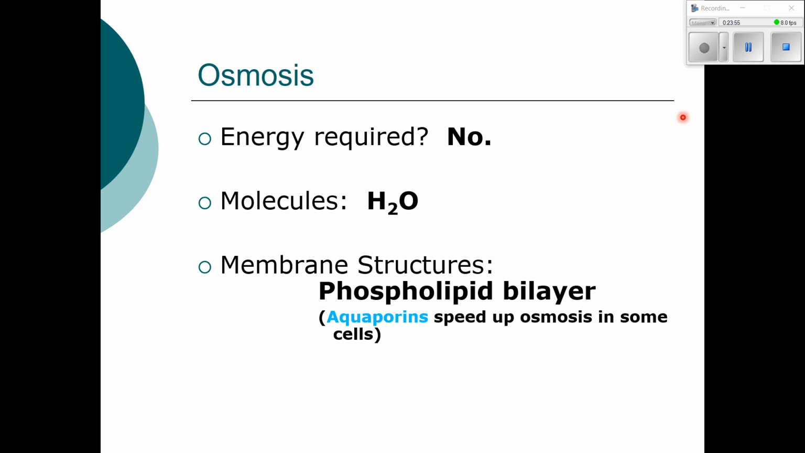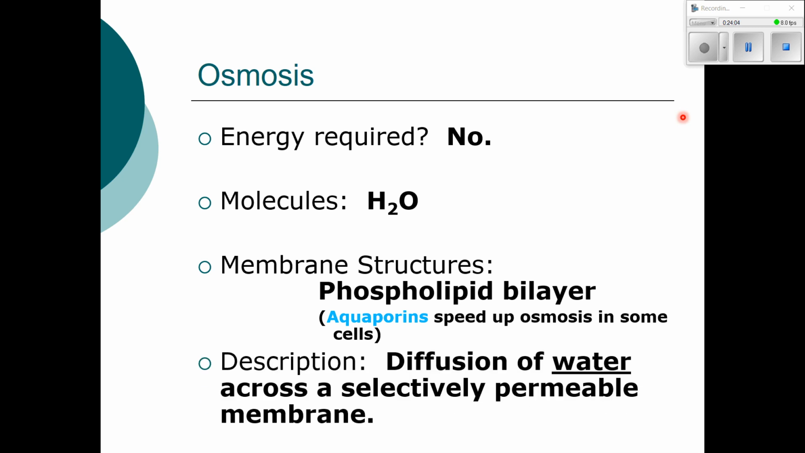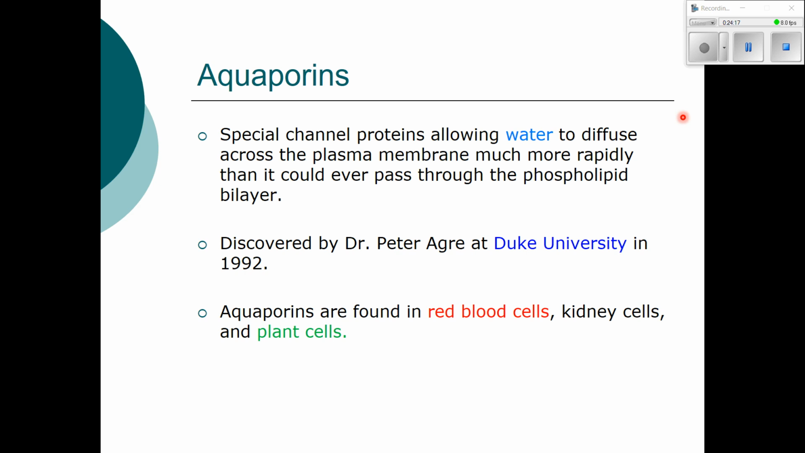That this particular cell structure was discovered in 1992 right here in North Carolina at Duke University. So it's kind of cool. But anyway, osmosis is the diffusion of water across a selectively permeable membrane. So if you need to pause it here and jot down the information, feel free to do that.